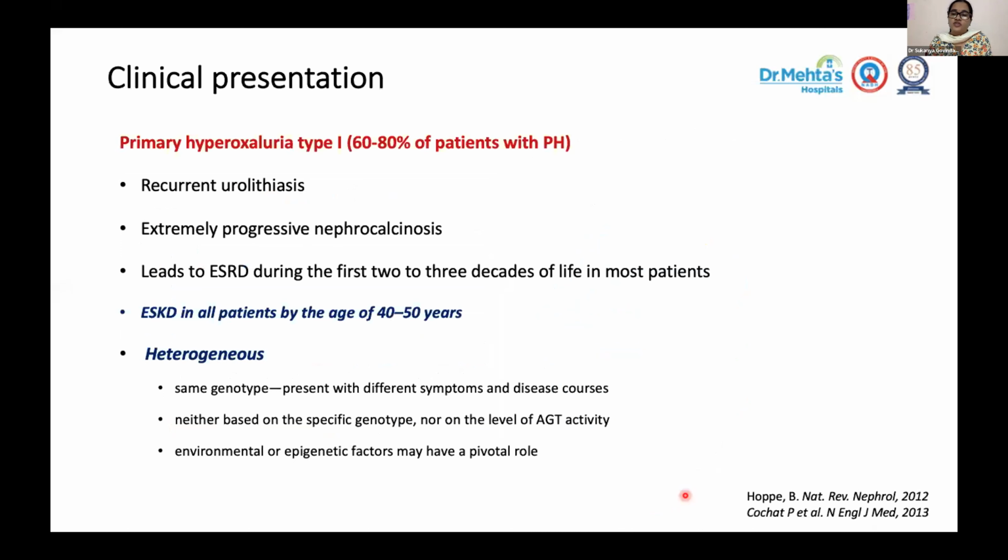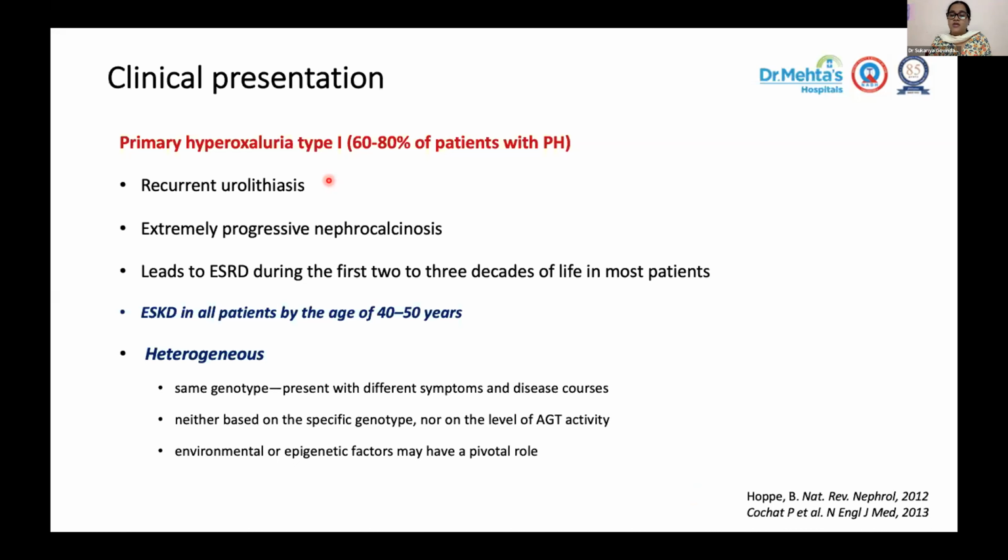Is there any variation in the type of hyperoxaluria and the type of clinical presentation that you get? The more severe forms are usually seen in patients with primary hyperoxaluria type 1. They present invariably with recurrent urolithiasis and extremely progressive nephrocalcinosis, and the majority have ESRD in the first 2 to 3 decades of life. It is almost the norm in these patients by the age of 40 to 50 years.